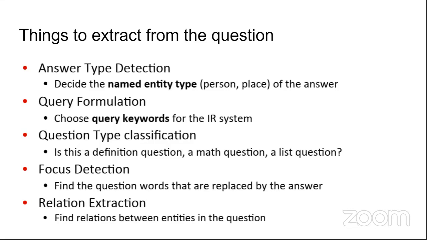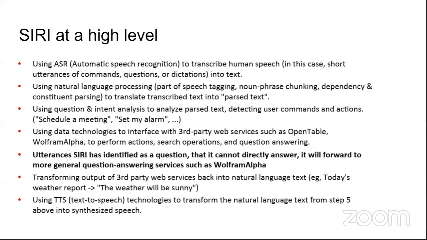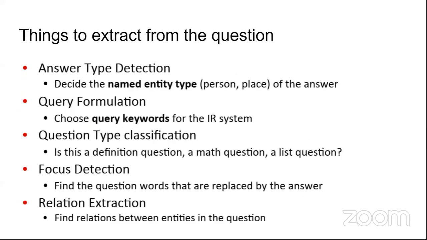Now that we have discussed these approaches or paradigms at a very high level, let's discuss how a question answering system extracts things from a question. One thing that it definitely needs to do is try and detect your answer type. It can be a named entity type. You might be asking it for a city. What is the national capital of India? The answer is Delhi. So the answer type is basically a place. Who is the current president of India? The answer type is a person. The second thing it needs to do is query formulation: choose the right keywords for the IR system.